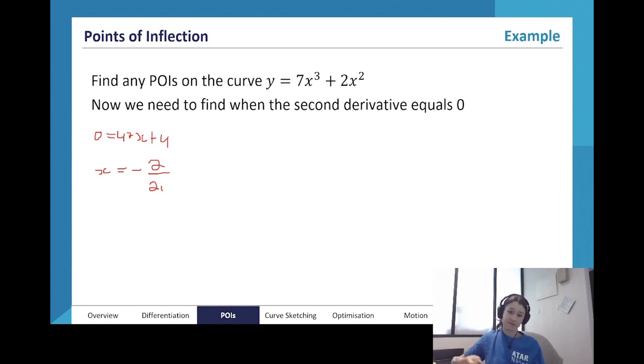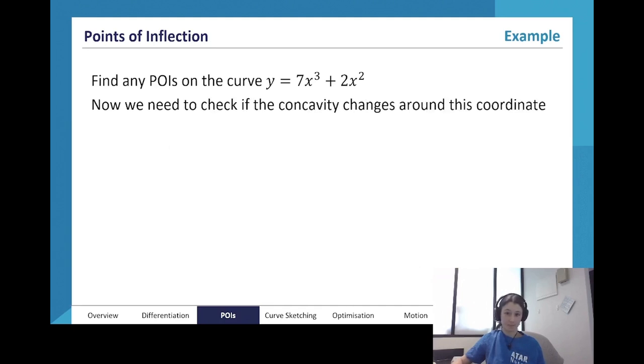Now we need to check if the second requirement is satisfied. Remember, the second requirement is that the concavity around that coordinate changes. So we need a table of values. I'm going to have negative 2 on 21 as x, and the second derivative. Then we'll have just numbers on either side, negative 1 and 0. We're going to sub these into our second derivative to check that the concavity changes.